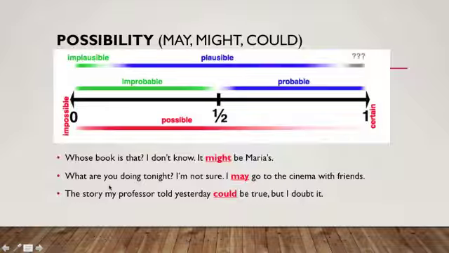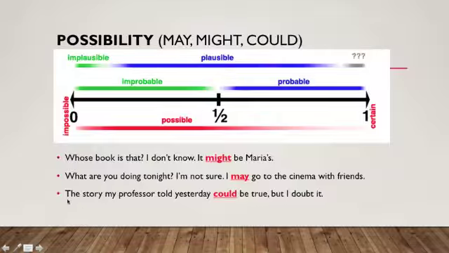What are you doing tonight? ممكن واحد يرد I'm not sure. أنا مش متأكد. I may go to the cinema with friends. أنا ممكن أروح السينما مع أصحابي ما مش متأكد يعني مش عارف. I may go. I might go. نفس المعنى.